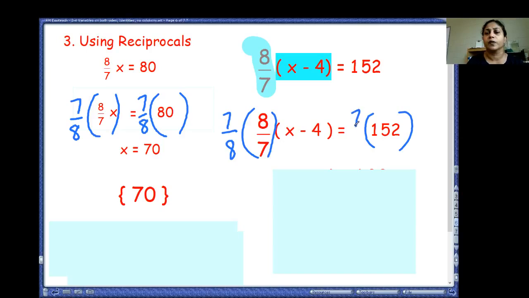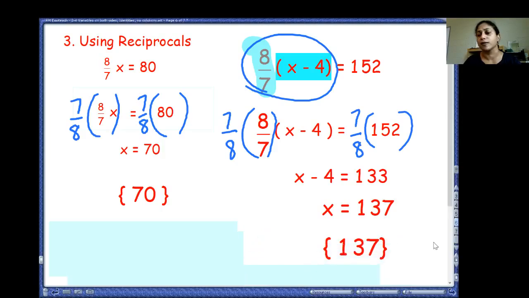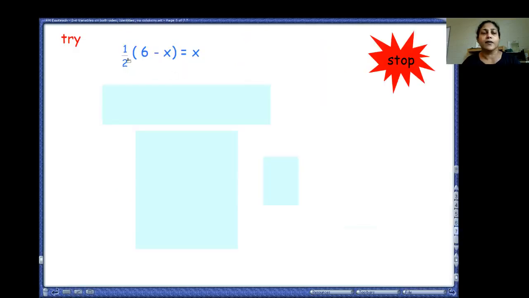You need to remember that this whole thing is one term. It's just written in a different way, but it is one term. And therefore, the left side, the reciprocals will become 1, and you'll get x minus 4 equals, the right side will be 133. And you solve and you put the answer in a solution set. So I want you to try the next one by yourself.